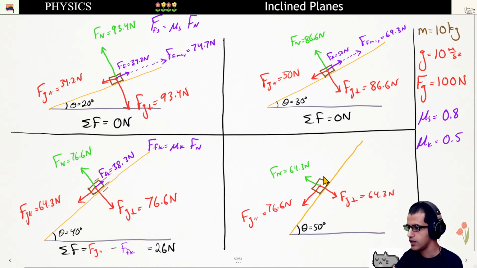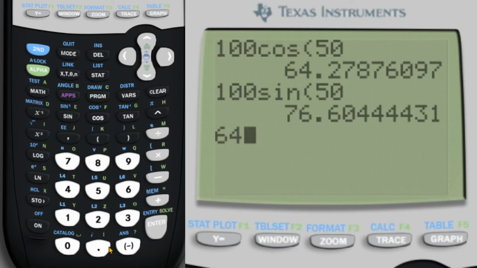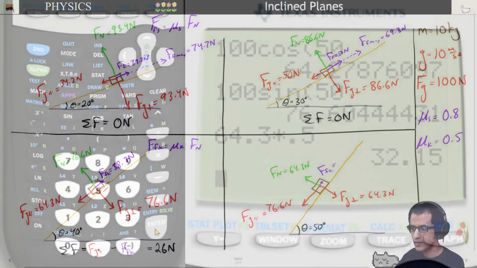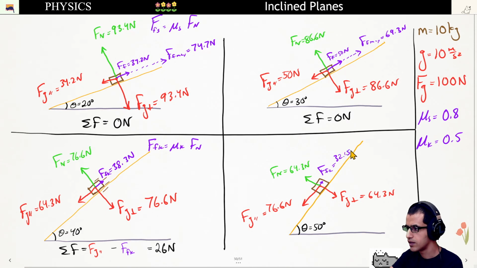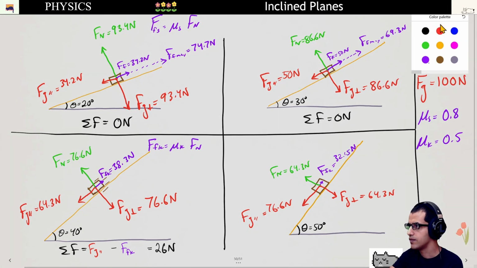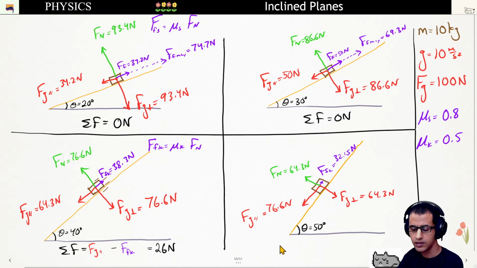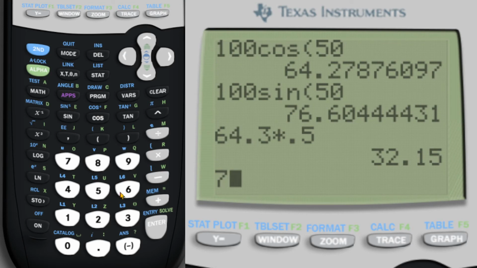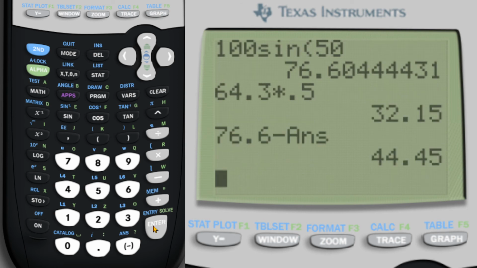64.3. So we're going to have an even smaller force of kinetic friction here. The force of friction is going to be equal to 64.3 times the coefficient, which is 0.5. And we get 32.15. And again, we can solve for the net force. The net force in this example is going to be equal to 76.6 minus 32.15. We get 44, let's call it 44.5.